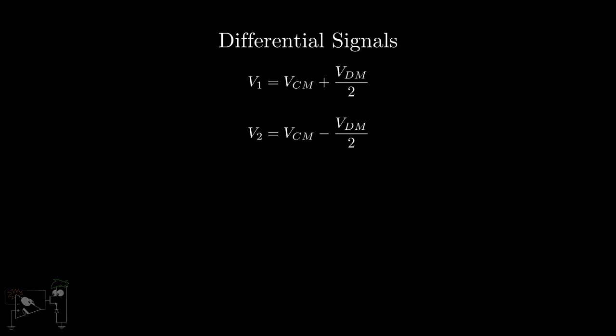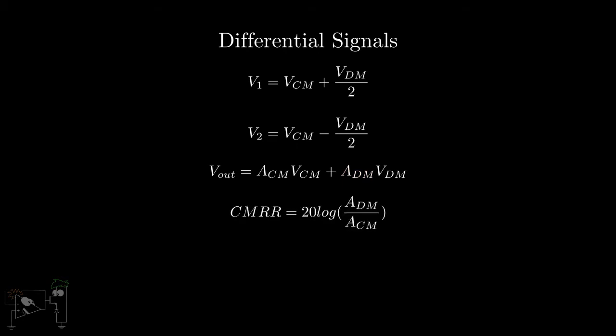The output can be written as ACM VCM plus ADM VDM, where ACM is the common mode gain, and ADM is the differential mode gain. As we want to suppress noise and amplify the information, we want ADM to be much higher than ACM. Ideally, ACM should be 0. The merit of a differential amplifier can be determined by a factor called the common mode rejection ratio or CMRR. The CMRR is given by 20 log of ADM by ACM. Hence, CMRR should ideally be infinite.